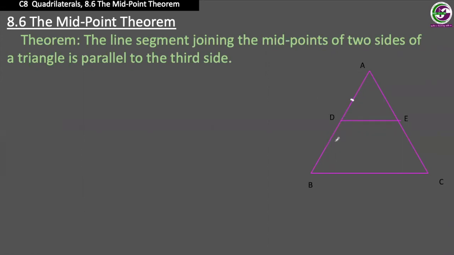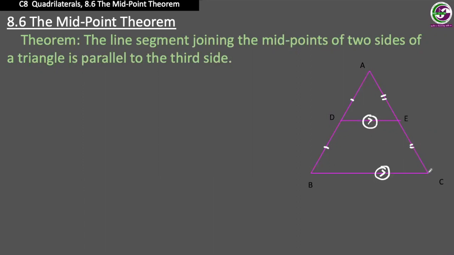Let D be the midpoint of side AB, which means AD and DB are equal, and E is the midpoint, means AE is equal to EC. This is the given condition. Now we have to show that the side DE is parallel to BC. This is what we have to show. This can be shown by a construction.